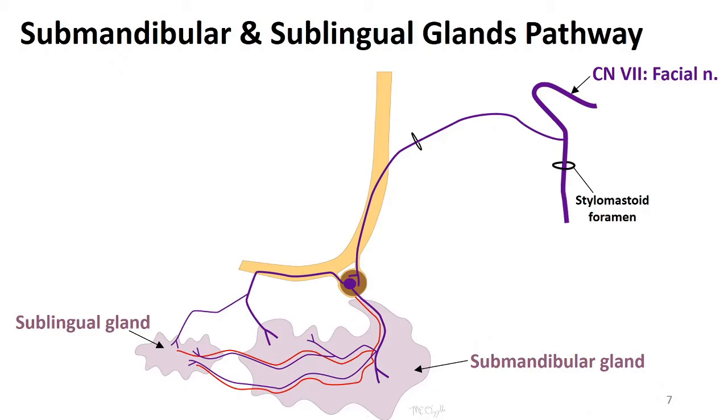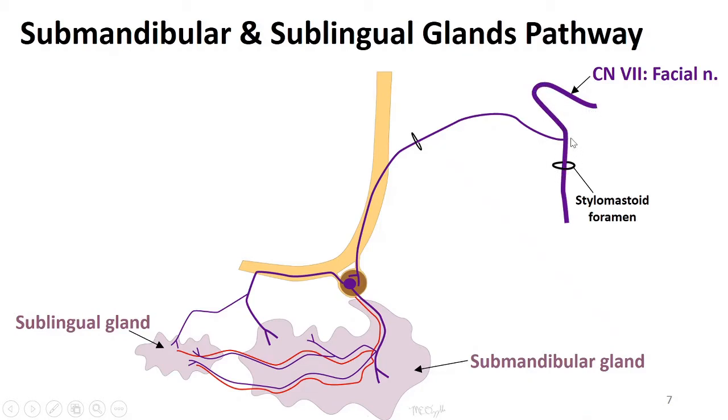All right, so let's move on to our second pathway. Here, we're going to talk about the submandibular and sublingual glands and the pathway leading to them of parasympathetic fibers. So, sublingual, submandibular glands are innervated by a branch of facial nerve. So here we see facial nerve represented. It makes this S curve.